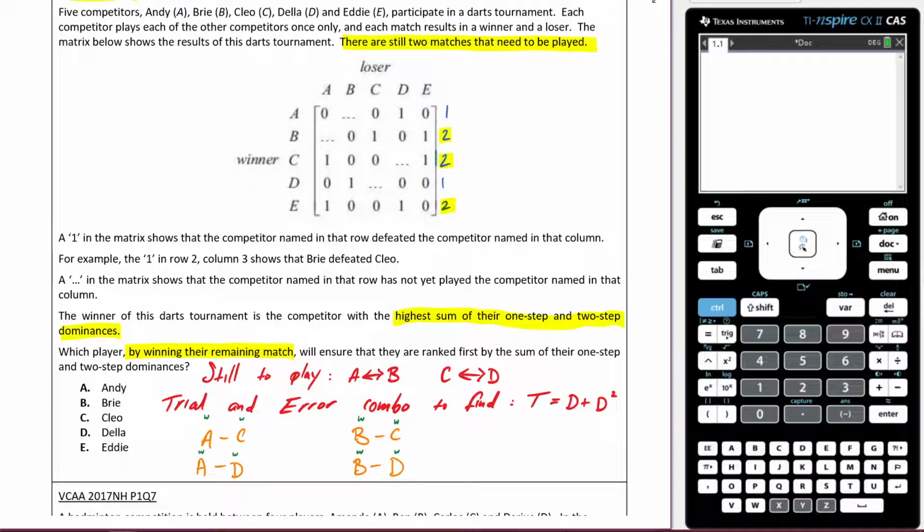Then we would say, all right, what would therefore happen if B won, meaning A lost, and C won, which means that D lost? Well, now both B and C would be drawn on 3. So that means they would both have 3 one-step dominances. So in this scenario, who would win? And this is the crux of it. If we have a draw in our one-step dominances, we can then consider our 2-step dominances to figure out who will be the overall winner. So this is the best way to begin.